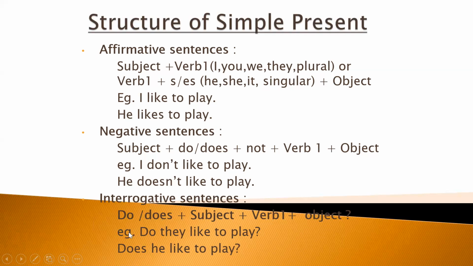Now, see the example, do they like to play? As I said, in case of the subject I, you, we, they or plural, we will use do in the beginning. So, the sentence will be, do they like to play? And if the subject is he, she, it or singular, we will have does in the beginning. So, it will be, does he like to play? I hope it is clear to you.